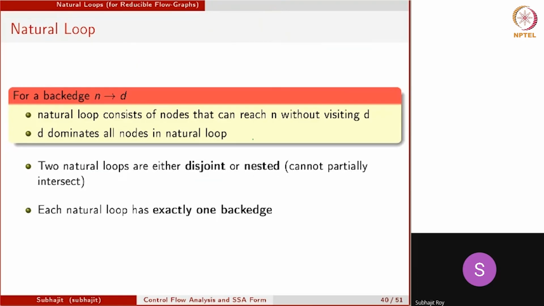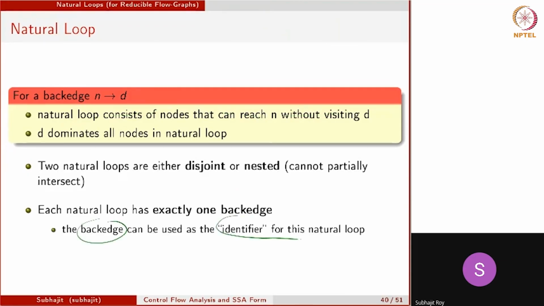Now every natural loop has exactly one back edge. That is how we defined it. We said that, given a back edge n to d, this is how we figure out the natural loop. Because we associate a natural loop with every back edge, we can use the back edge as an identifier for the natural loop. I can just say that I have a loop for back edge 1, back edge 2, back edge 3. In some sense, the back edge becomes an identifier for a natural loop.